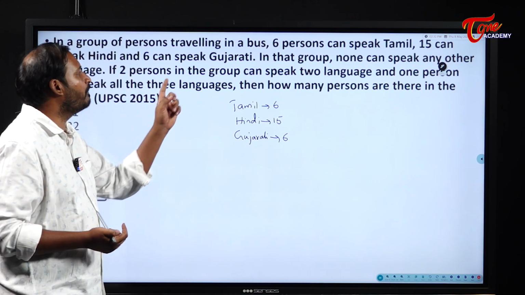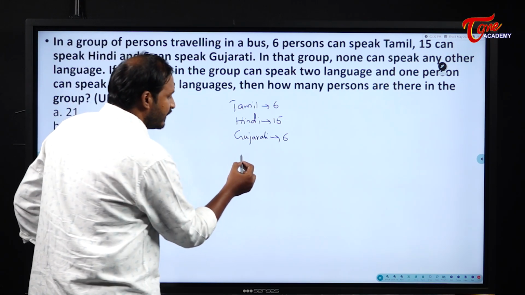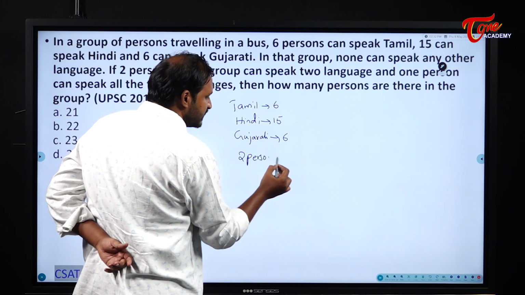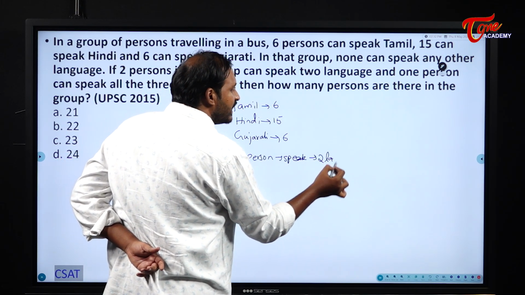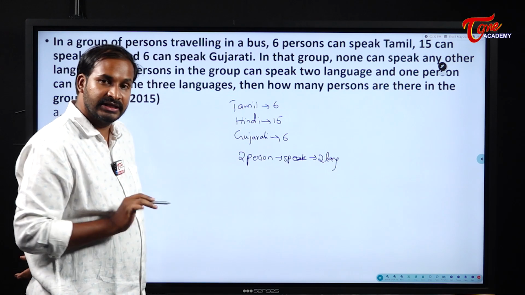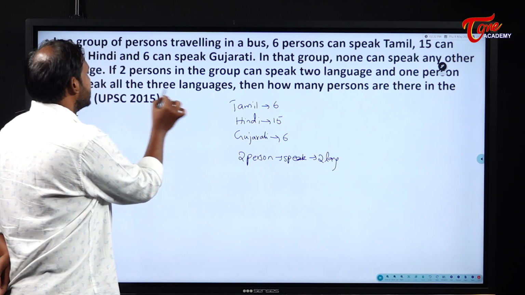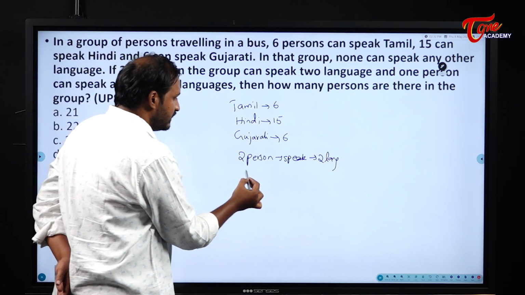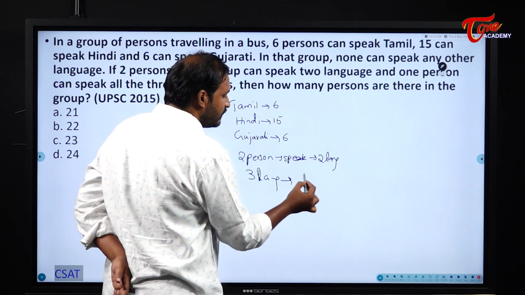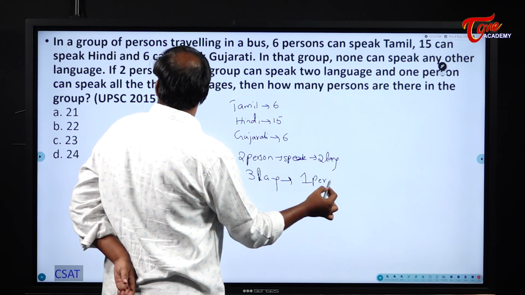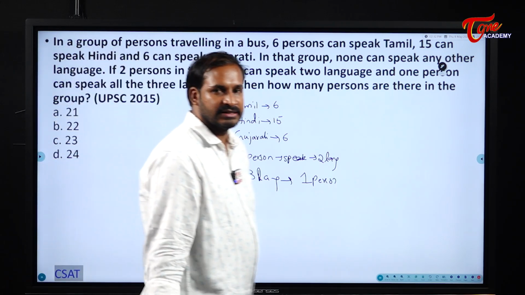Now, if 2 persons in the group speak 2 languages, it can be any 2. It can be Tamil Hindi, Hindi Gujarati, Gujarati Tamil. We don't know exactly. And 1 person can speak all the 3 languages. Okay, 3 languages can be spoken by only 1 person. Then how many persons are there in the group?